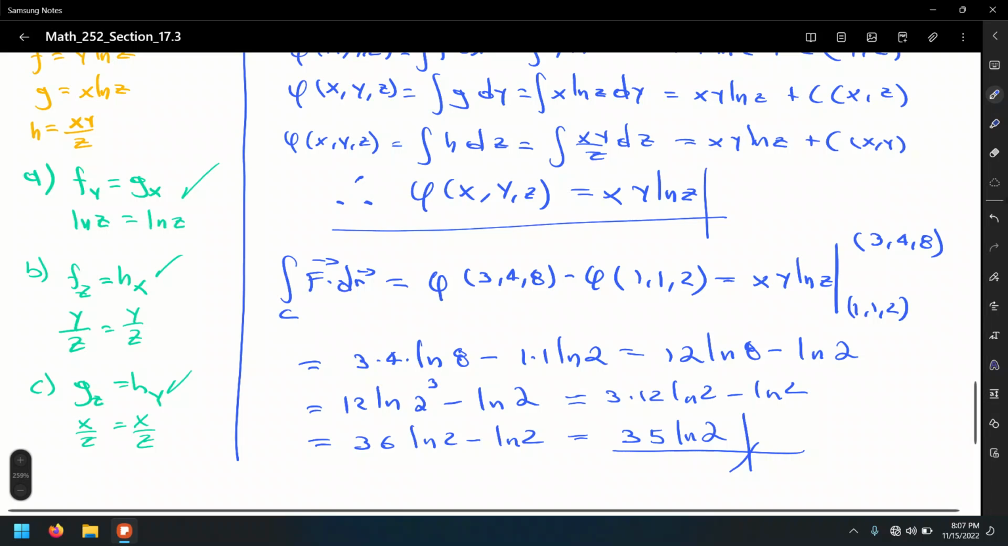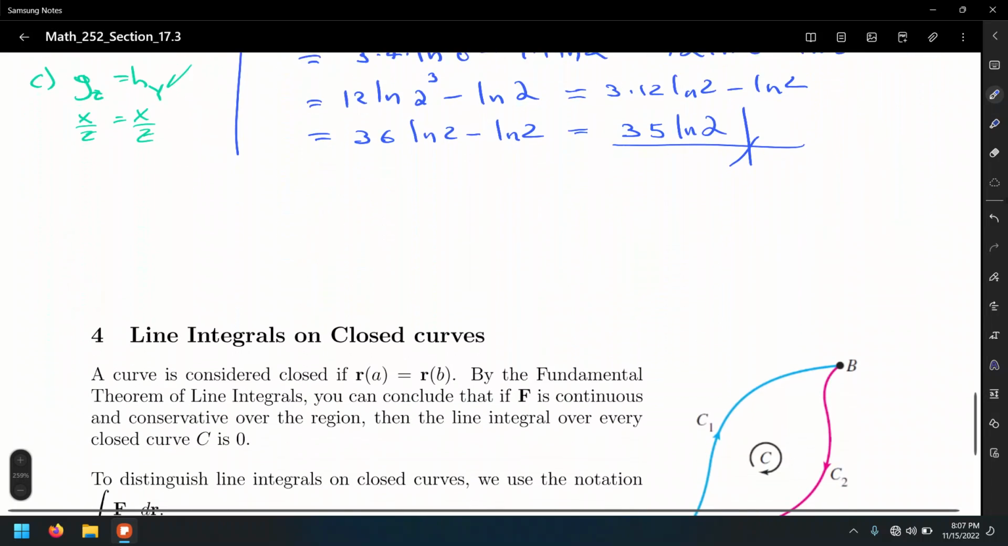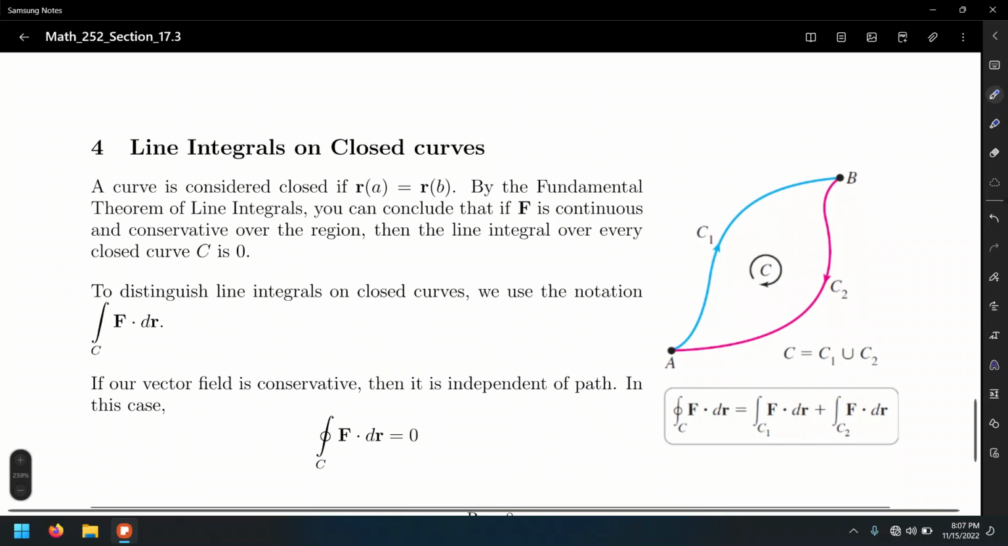And, oh no, there's one last part, putting everything together about line integrals over closed curves. Well, what is a closed curve? A curve is considered closed whenever R of A is exactly the same as R of B. By the fundamental theorem of line integrals, we can conclude that if f is continuous and conservative over the region, then the line integral over every closed curve is going to be 0.